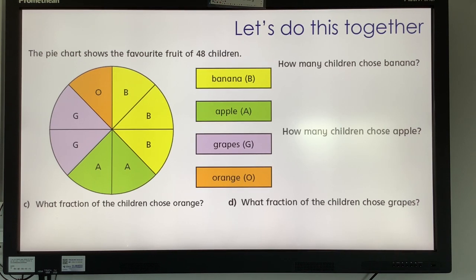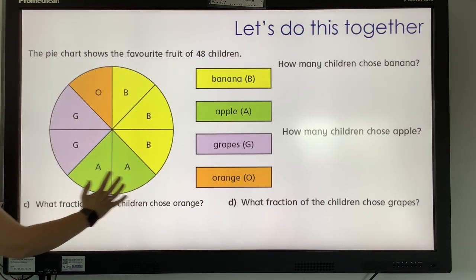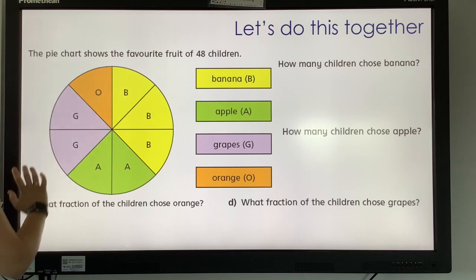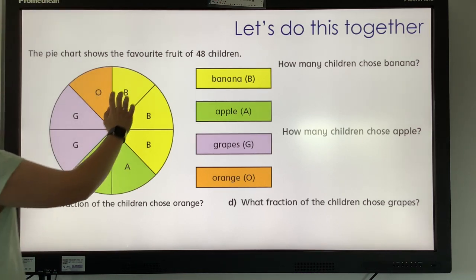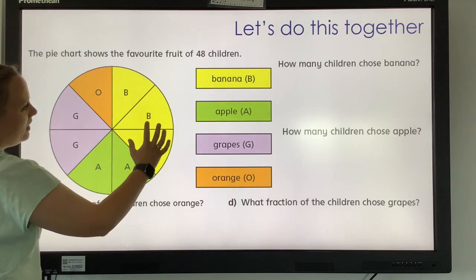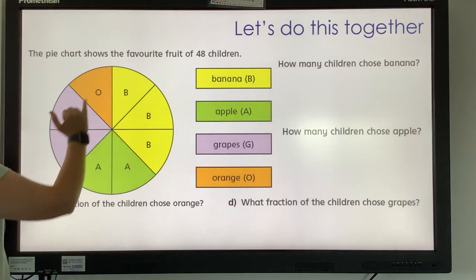So the pie chart shows the favourite fruit of 48 children. So in this pie chart, 48 children are represented. Now we've got a key. Yellow with the B, this is all banana. This is all apple, this is all grape, and this is orange.